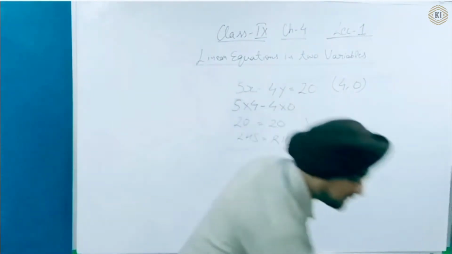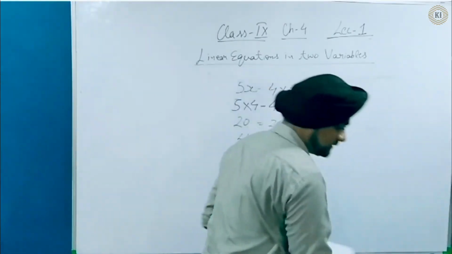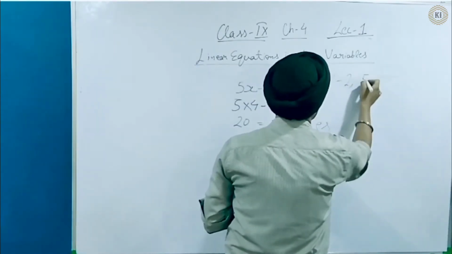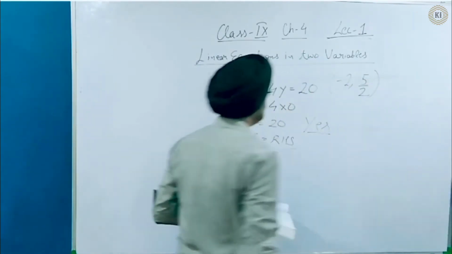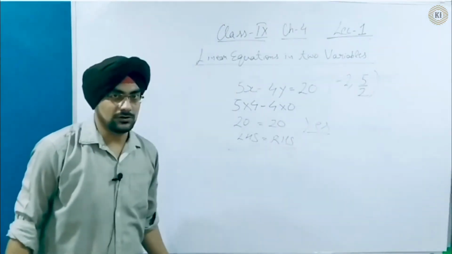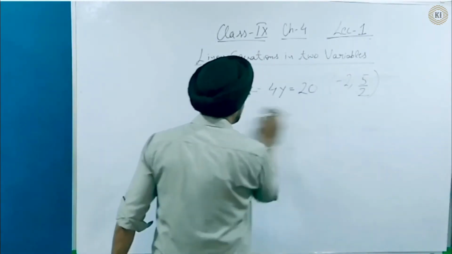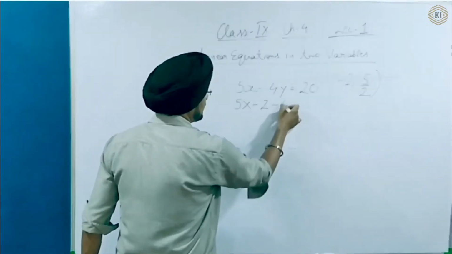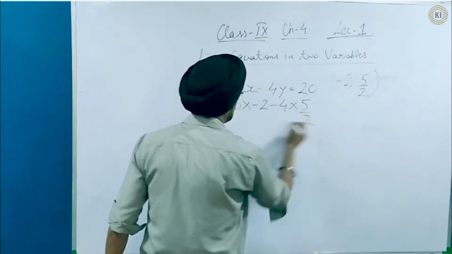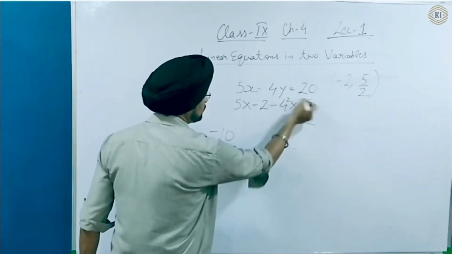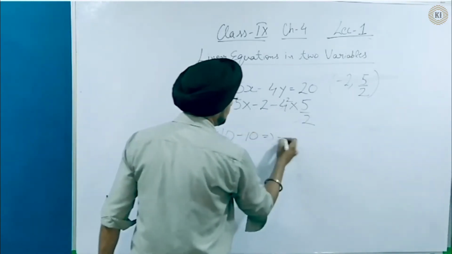Suppose in place of (4, 0) we write here (minus 2, 5 by 2). Now you have to check whether this value is satisfying the equation or not. So what do you do? Put the value of x as minus 2. So 5 into minus 2 minus 4 into 5 by 2. So it becomes 5 into minus 2 minus 10, since 2 ones are 2 and 2 twos are 4, so 2 fives are 10, again minus 10. So it is coming minus 20.